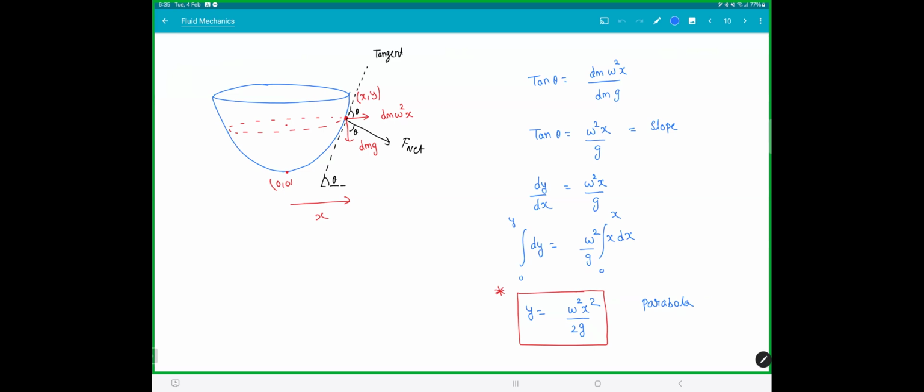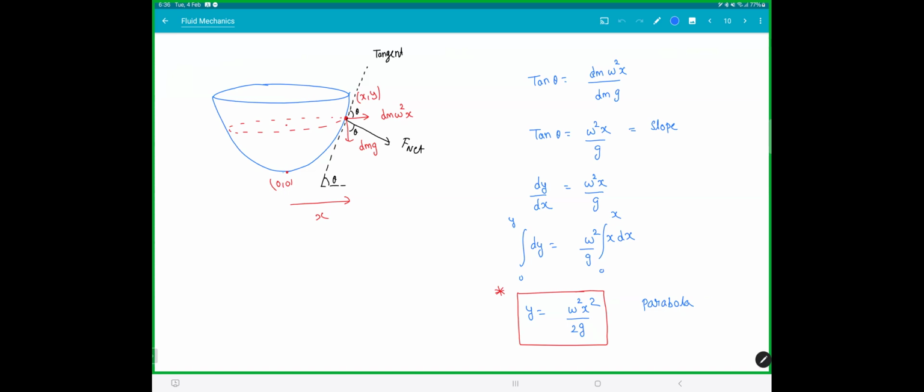Take a point x comma y. The net force acting on the particle is the centrifugal force and mg. Then we got tan theta from there, which is dy by dx, the slope. Then we integrated, we got the equation. This page is clear, everyone? Parth, clear with this? This is clear, no?